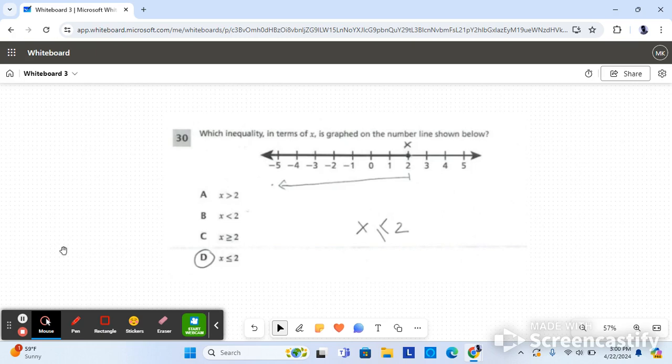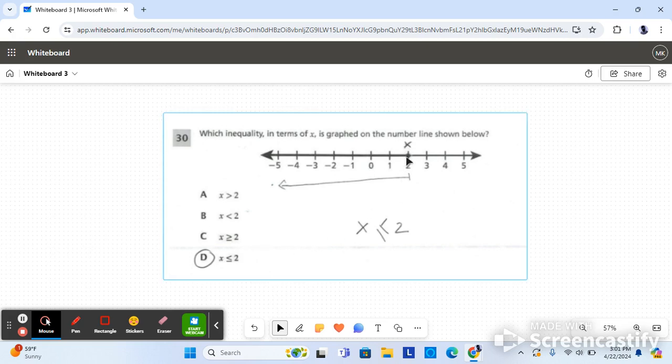For the last question we have, it is which inequality in terms of x is graphed on the number line shown below. So you have a closed filled in circle and it's going to the left. It's closed on 2 and it's going to the left. And all of the shaded portion of the line, I know it's a little bit difficult to see, but the shaded portion of the line, that is what the values of x are.